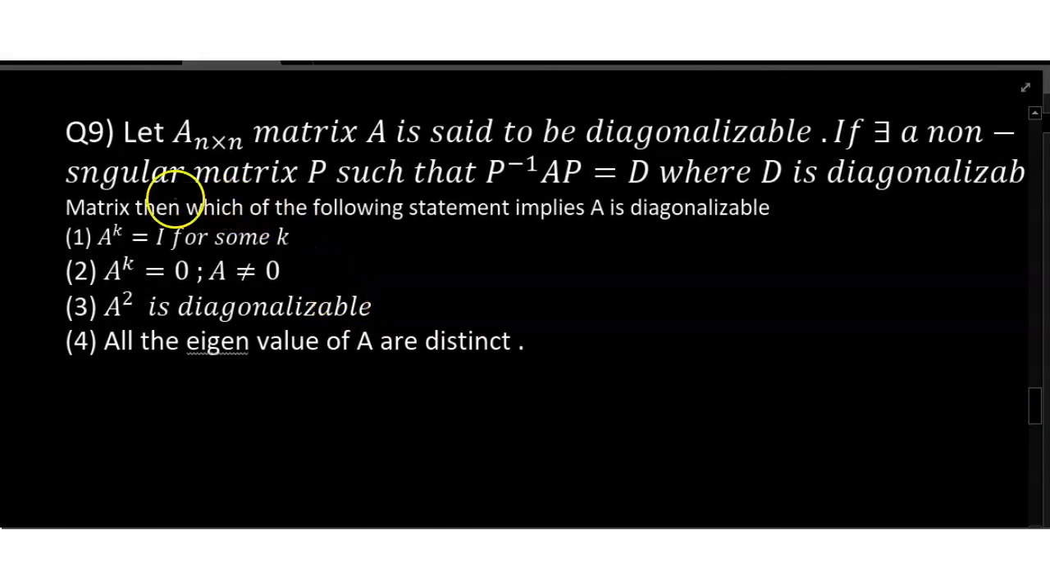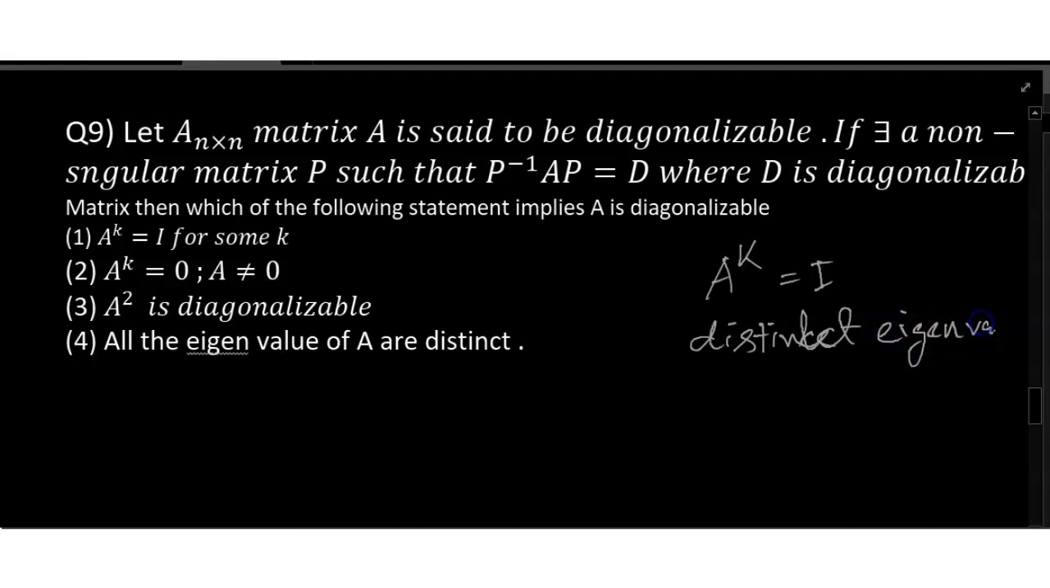Number 9 is very simple. A is an n cross n matrix. A is said to be diagonalizable if there exists a non-singular matrix P such that P inverse AP is equal to D, where D is a diagonal matrix. Then which one of the following is true? A is diagonalizable. A to the power k is equal to 1. So you get distinct eigenvalues. So A to the power k is equal to 1, it is correct. For some k, A to the power k is equal to 0, it is not, because it is a nilpotent matrix.